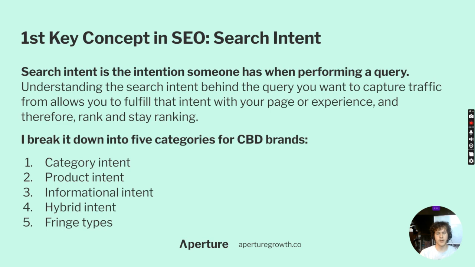I break search intent down into five categories for CBD brands, and these categories are tailor-made to make sense with the different SEO strategies that I'm going to be discussing, and that are good for CBD brands in general. So category intent is the intention to explore a product category. A keyword in this bucket would be CBD gummies.